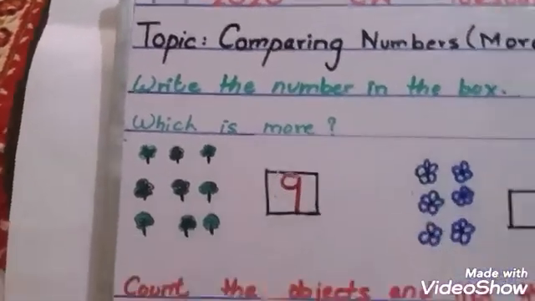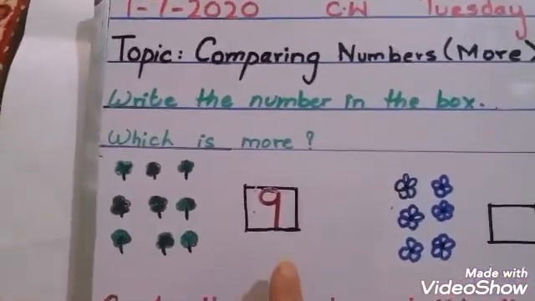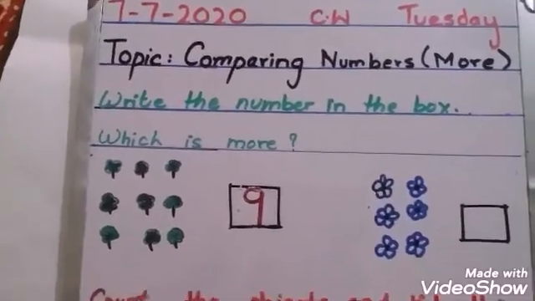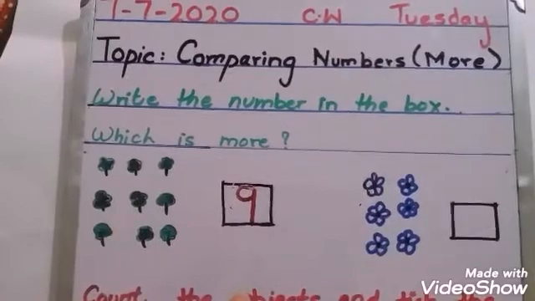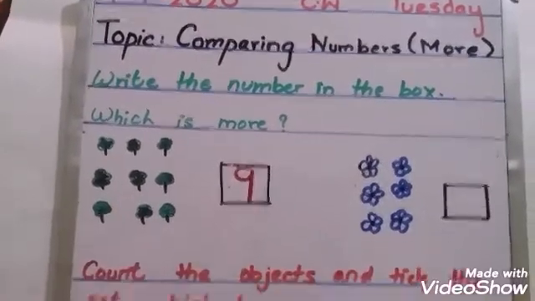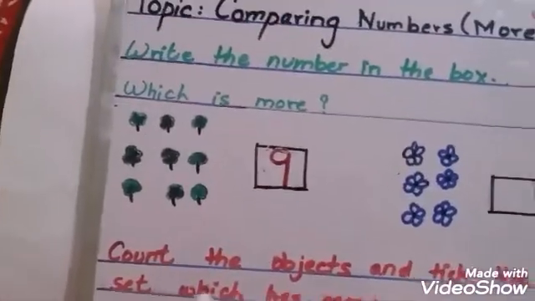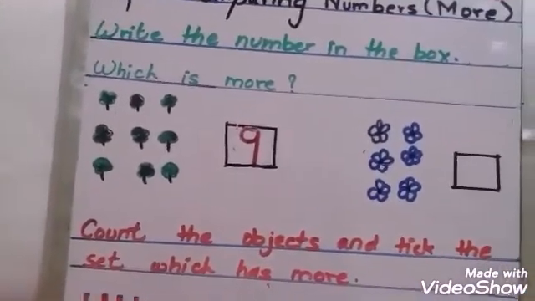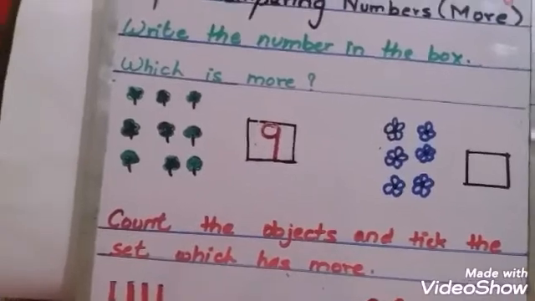So we have to write in the box number 9. What do we have to write? Number 9. The next question is count the objects and take the set which has more.